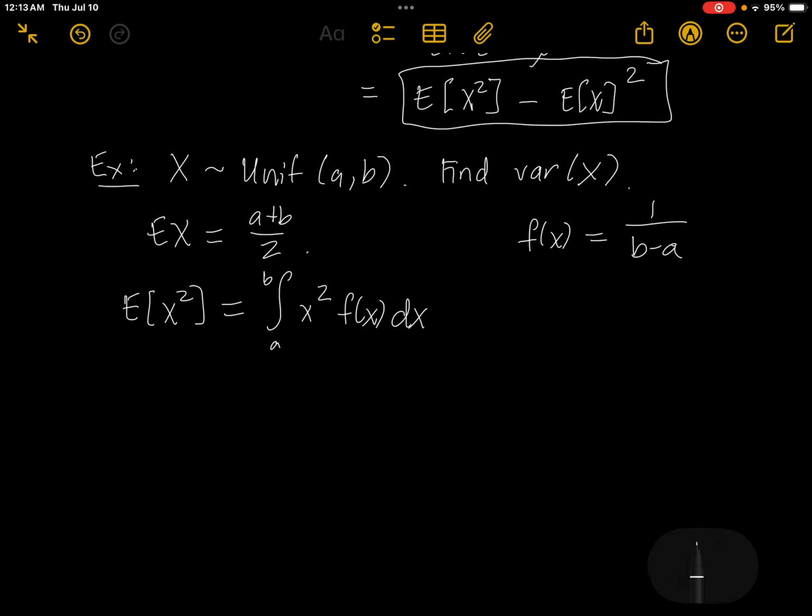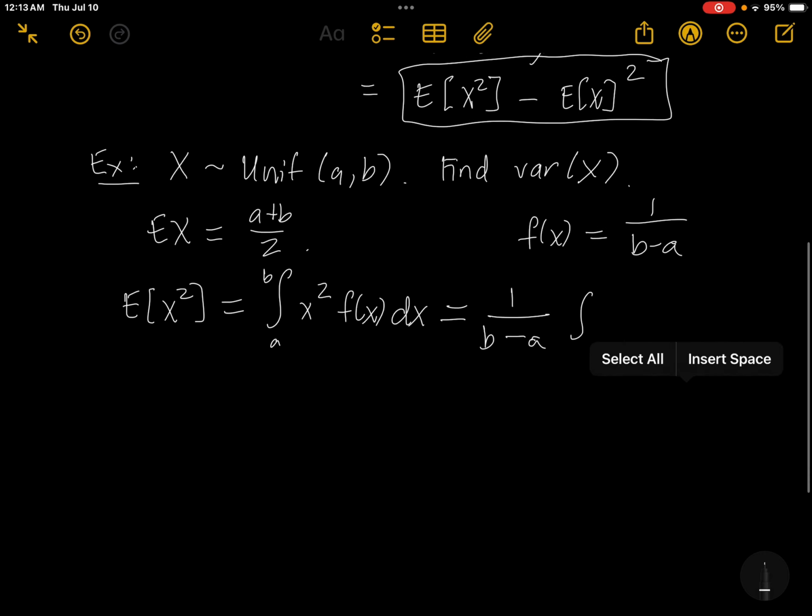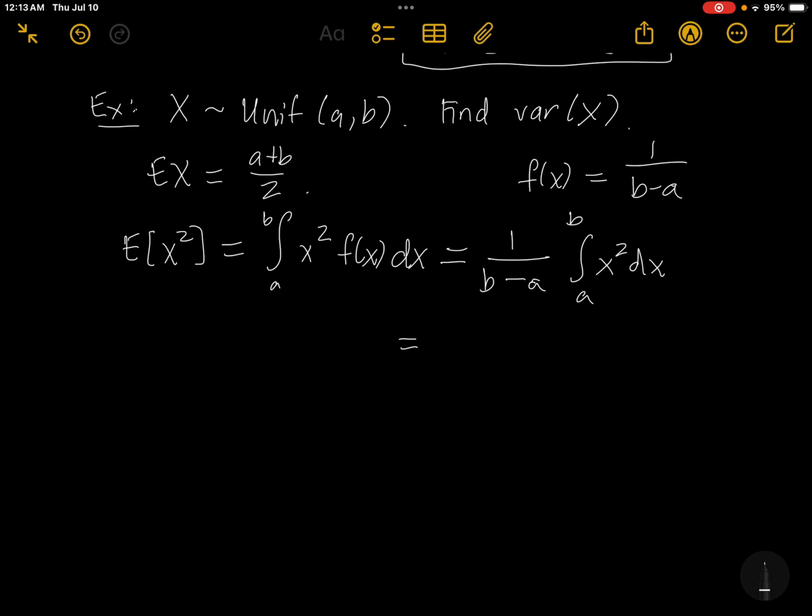So this is equal to 1 over b minus a times the integral from a to b of x squared. And that is going to be (b cubed minus a cubed) over (b minus a), with a 3 in the denominator. By the difference of cubes, this simplifies to (b squared plus ab plus a squared) over 3.